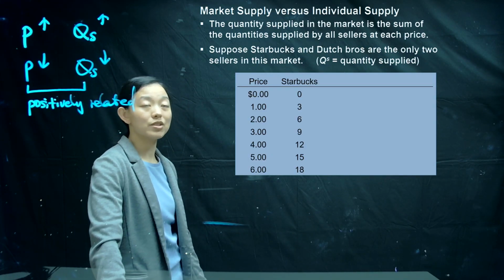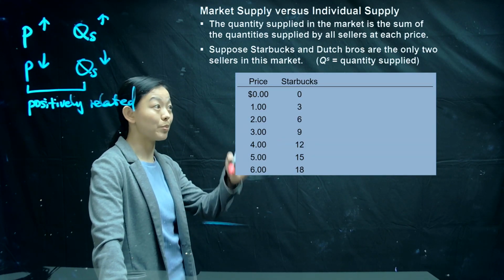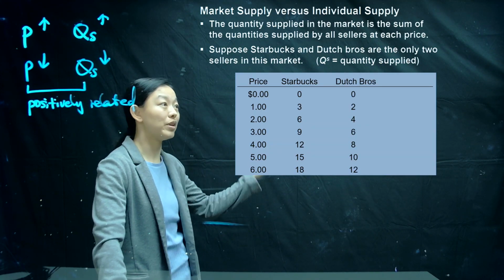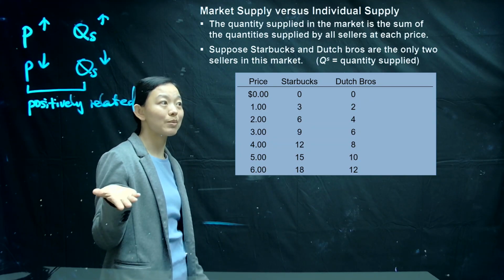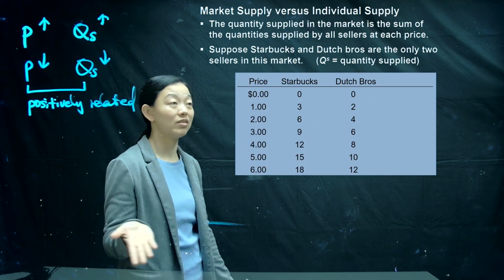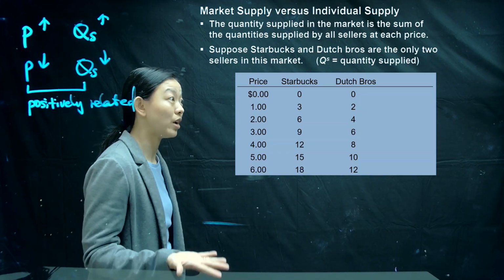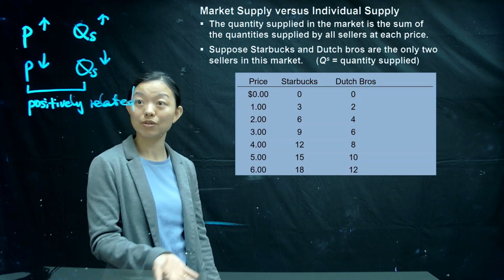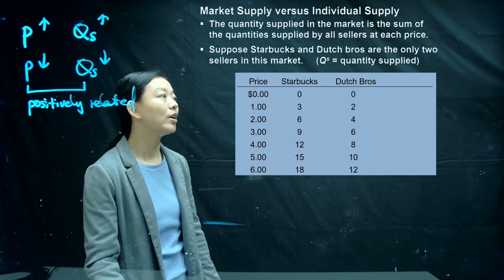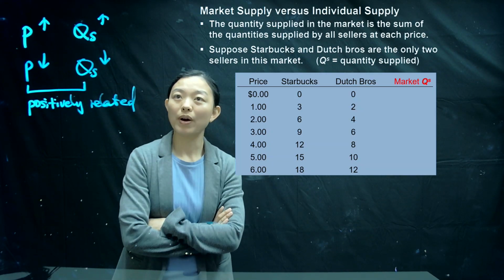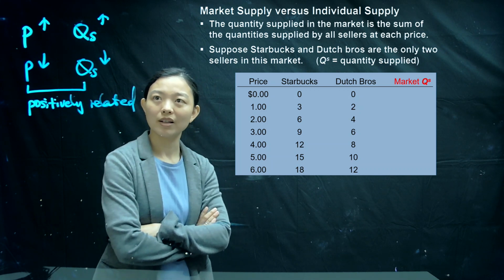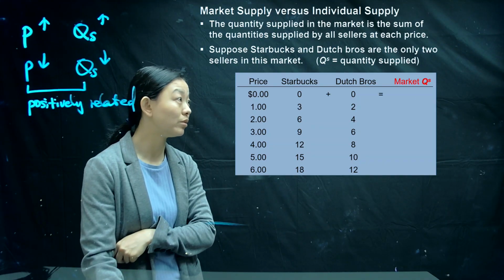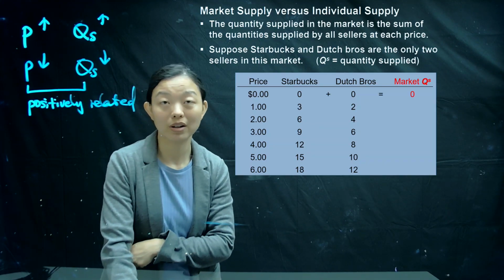The first two columns are just the supply schedule that we saw from Starbucks. Then I add one more, Dutch Bros. Dutch Bros here is very similar. When the price equals 0, no lattes will be available from Dutch Bros. When the price increases to $1, Dutch Bros would like to offer 2 units, etc. So may I know when the price equals 0, what's the market supply? You just need to add 0 and 0, right? So when the price equals 0, no lattes will be available in the market.